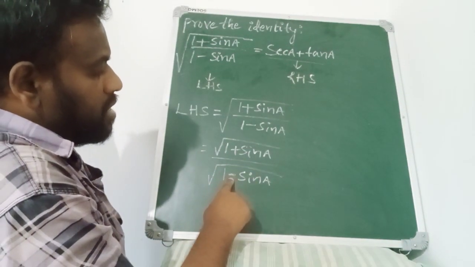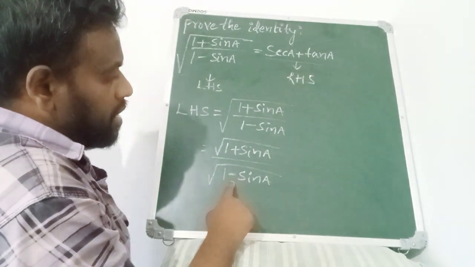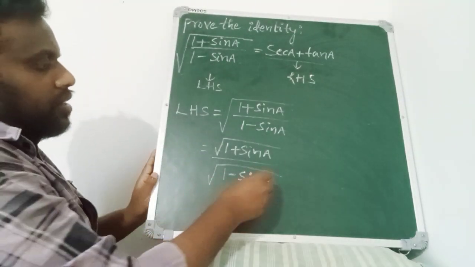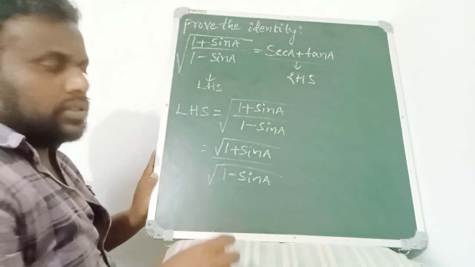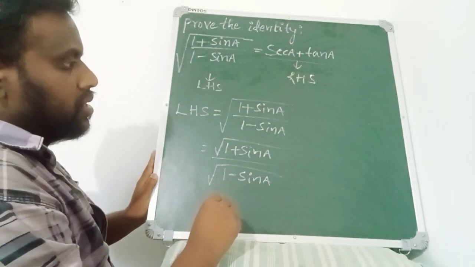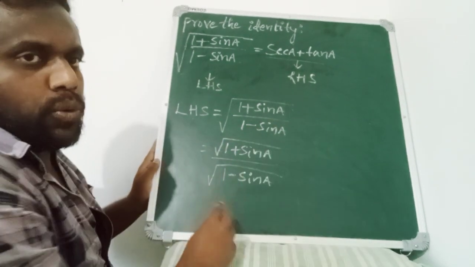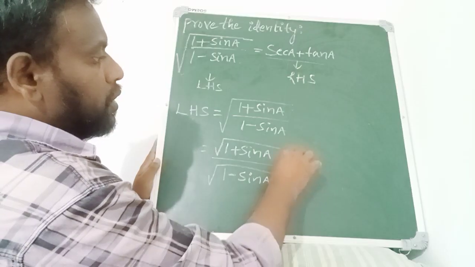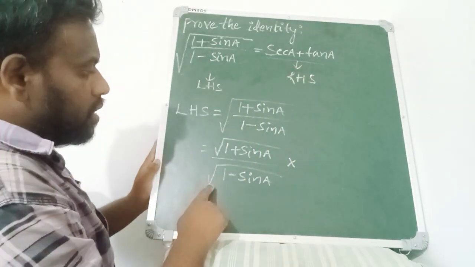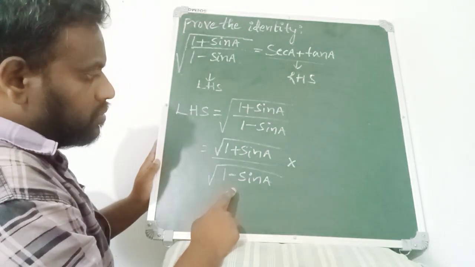here square root of 1 minus sin A is there. You consider the denominator part, especially under square root 1 minus sin A is there. So now what you have to do, you have to multiply this by something. What is that? Consider this whole thing, square this denominator.